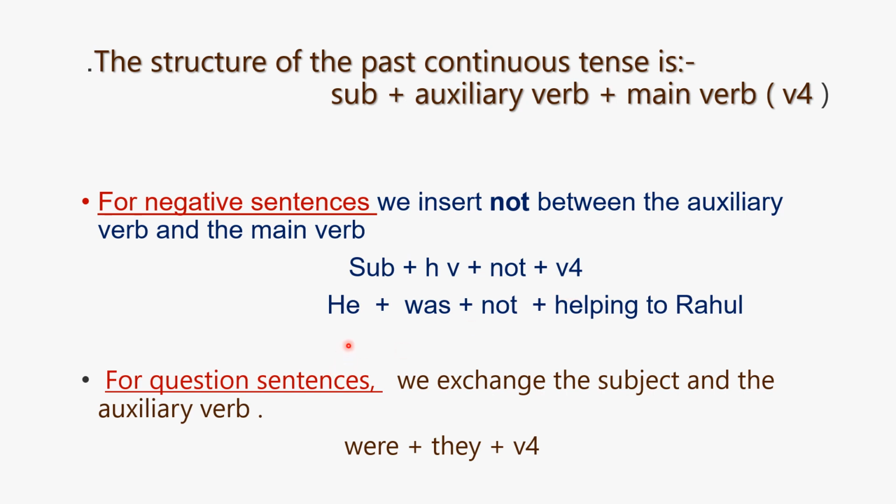For example, he was not helping Rahul. This is the negative sentence. In question sentences, we exchange the subject and the auxiliary verb. Look here: we exchanged were plus they plus V fourth form. They is the subject. We exchanged the places.